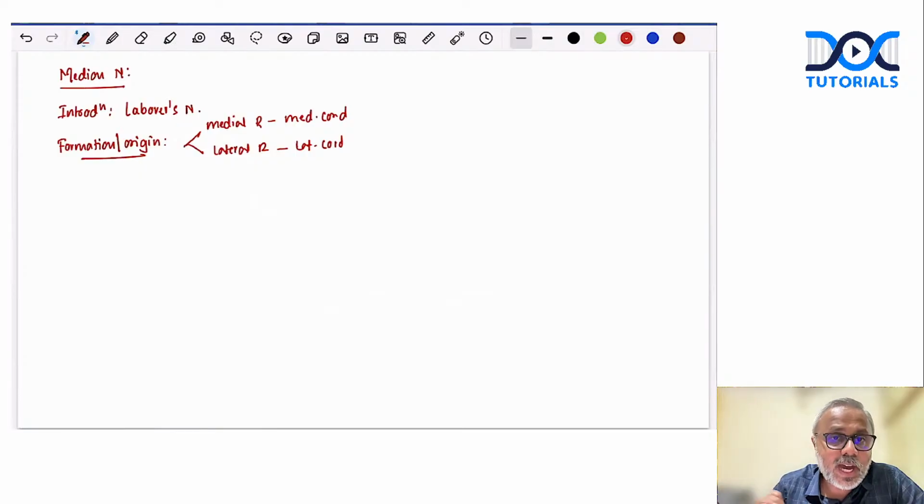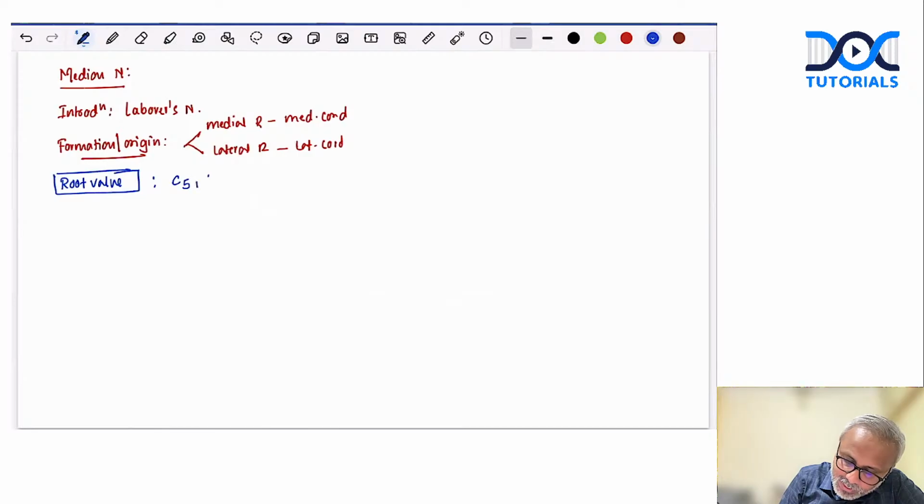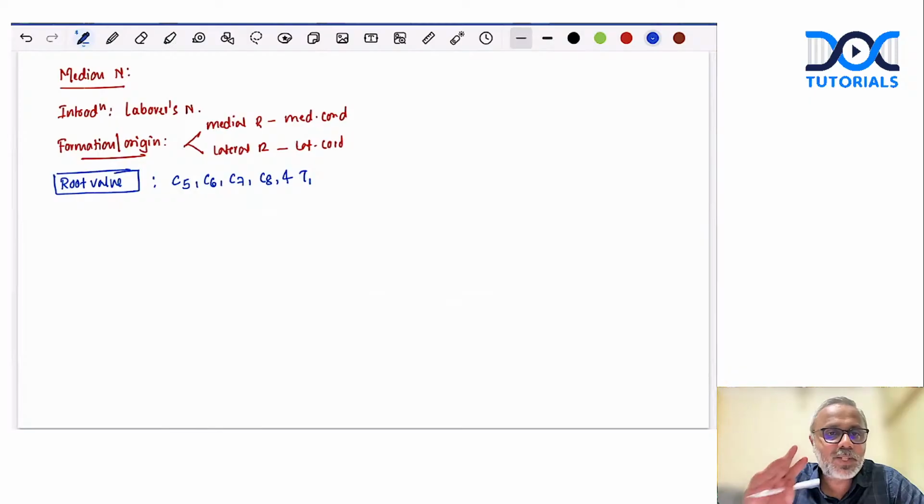For the nerves of the upper limb and the lower limb, one more important thing that we need to quote is the root value. This is applicable mainly for the nerves of the upper limb and the lower limb. For example, when we talk about the median nerve, we know that it is formed by C5, C6, C7, C8 and T1, all the 5 nerve roots. There are 2 nerves in the entire brachial plexus which have all the root values: one is the median nerve and the other one is the radial nerve.